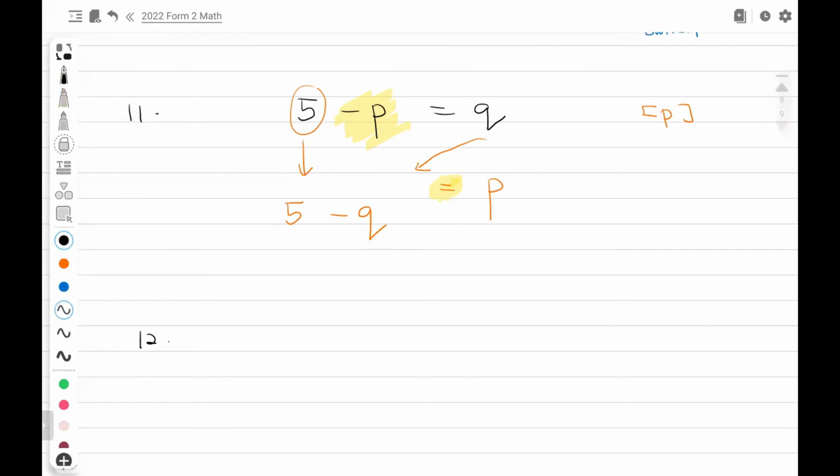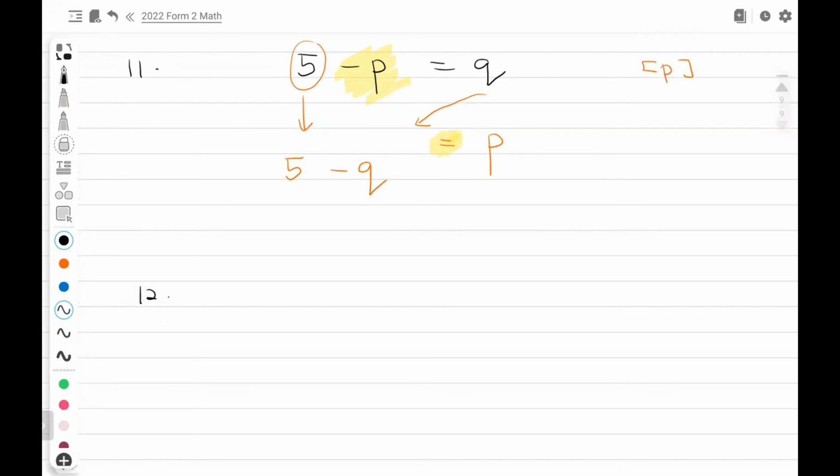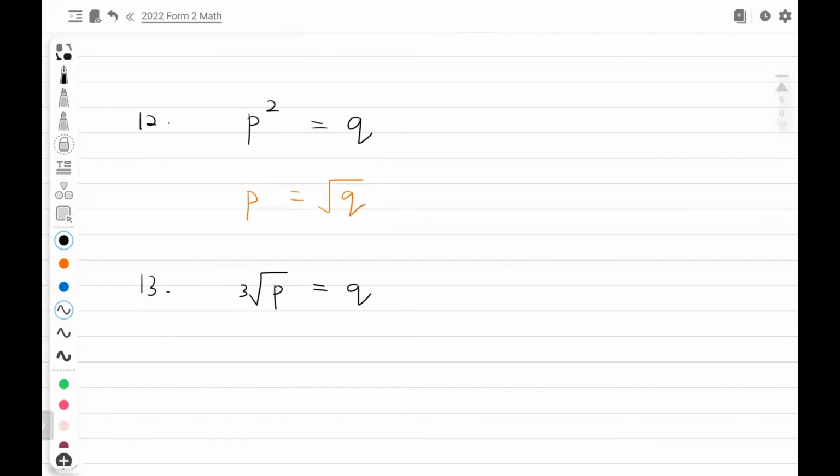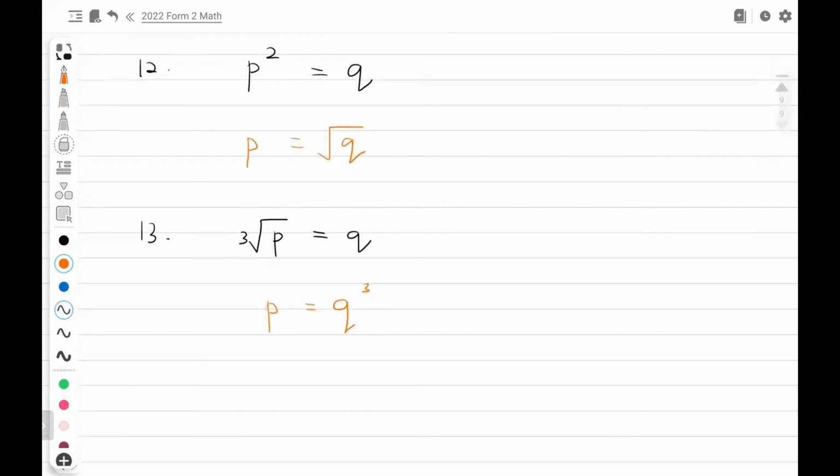12 already, 9 more. Okay, if we have P square equal to Q, this one is simple. The opposite of square is square root. So you just insert a square root for Q: P equal to square root of Q. Just change only. Okay, and then if you have cube root of P equal to Q, you throw the cube root to the back and it becomes cube. So P equal to Q cubed. Can you follow now? Q cubed. Okay, 14.